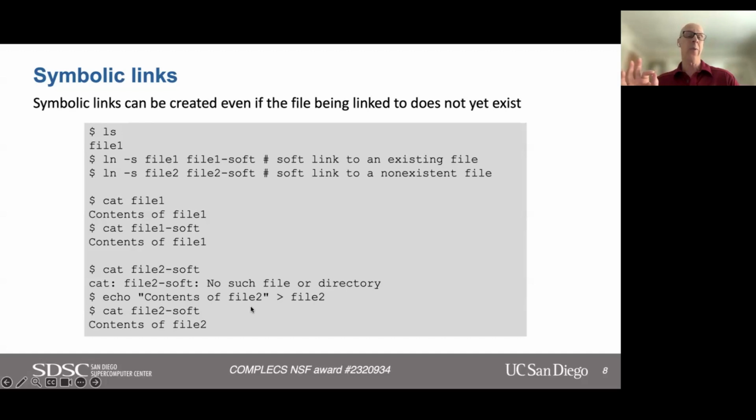Okay, so let's look at what's going on with that second symbolic link. We do a cat file2-soft, and we get the message, no such file or directory. But now we're going to go ahead and create that file. We'll do echo, and then quotes, contents of file2, redirect that into file2. Now, when we look at the contents, in this case referring to the soft link, cat file2-soft, we will see the contents.